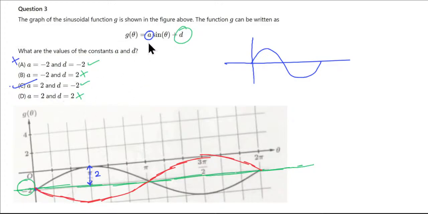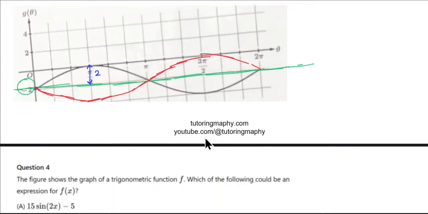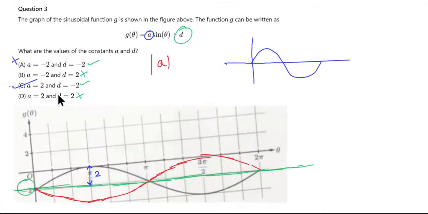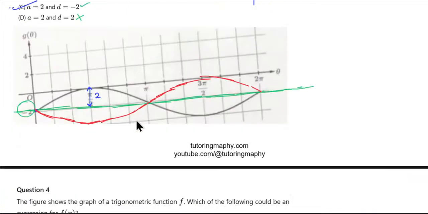So don't be carried away just by the number a, just because it is the amplitude. Remember, amplitude is always the absolute value of a, but a, the coefficient, can actually be negative. So be careful about that. Okay, so in this case, it is positive because it's going up. So the answer is just c.